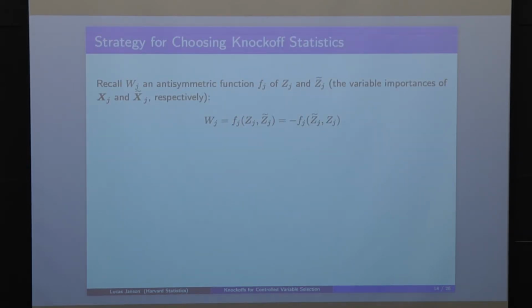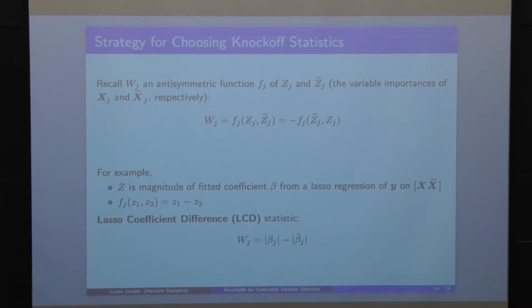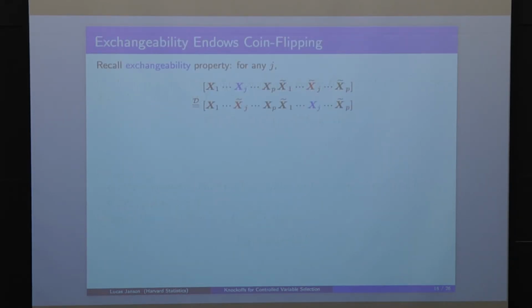So I'll quickly remind you that we construct these by having these variable importance measures and plugging them into an antisymmetric function. Something you might have in mind as an example is z might be the magnitude of the fitted coefficient on the lasso regression of y on the augmented design matrix. And f might be that simplest of antisymmetric functions, the difference between the two inputs. And that would give us what I call the lasso coefficient difference statistic, which just looks like this. This is something we tried, seemed to be pretty powerful. It's simple to understand and is a running example.